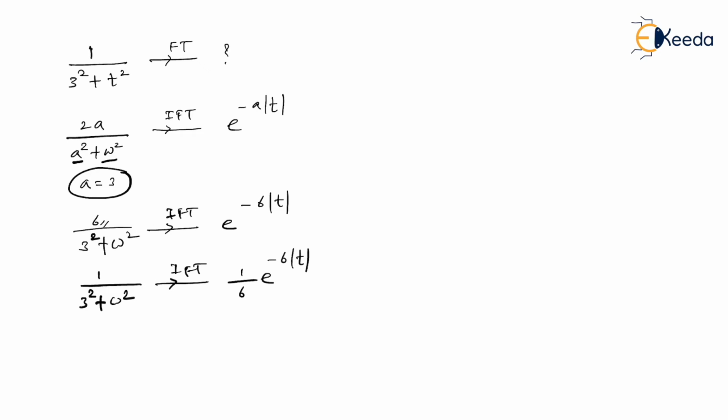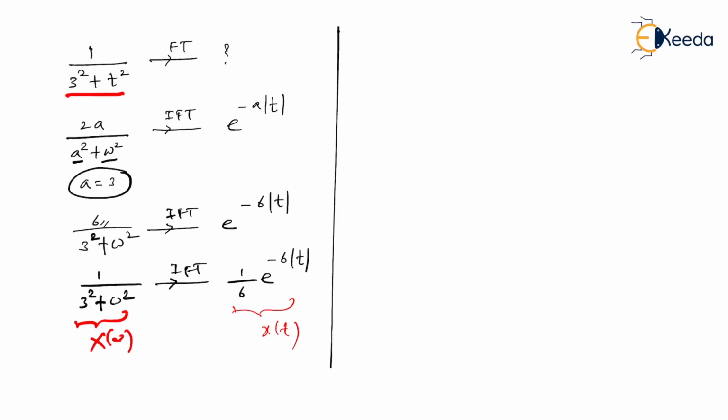So I'm sure now you are comfortable with this. Don't forget, this is your X of omega and this is your x of t. Is that right? But instead of 1 upon 3 square plus omega square, in the question what is given to you is 1 upon 3 square plus t square. It means here we are replacing omega with t. So it becomes capital X of t, and capital X of t is X of omega, where omega is replaced with small t. So let me see.